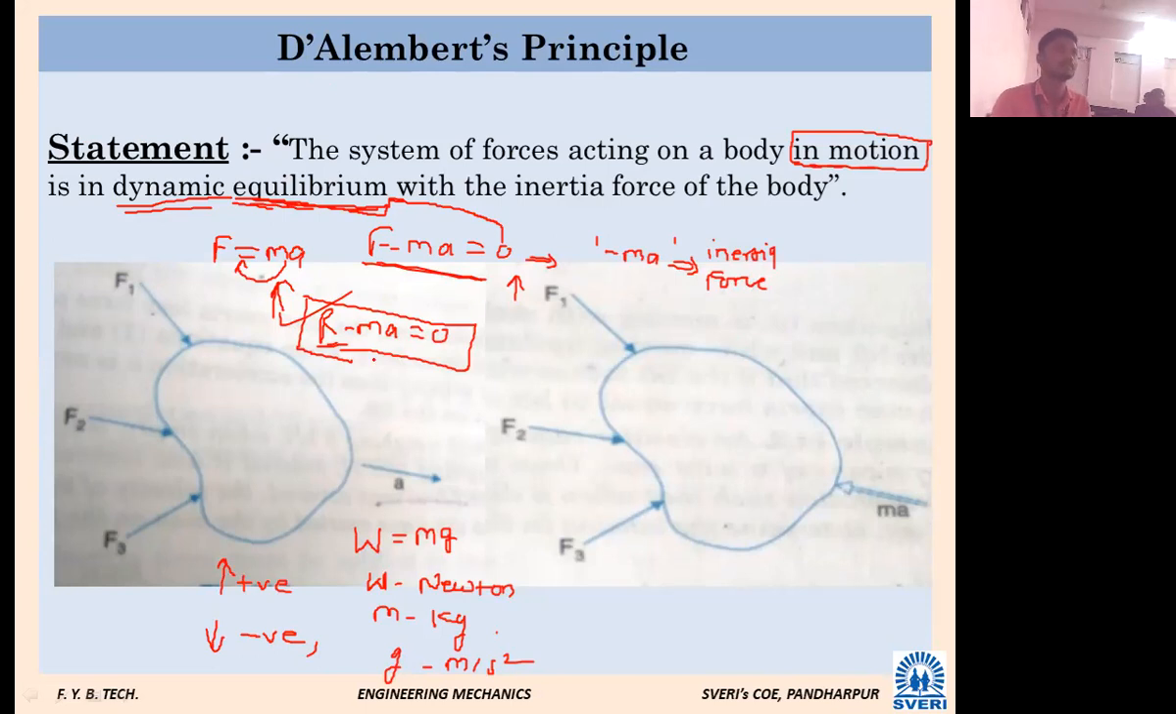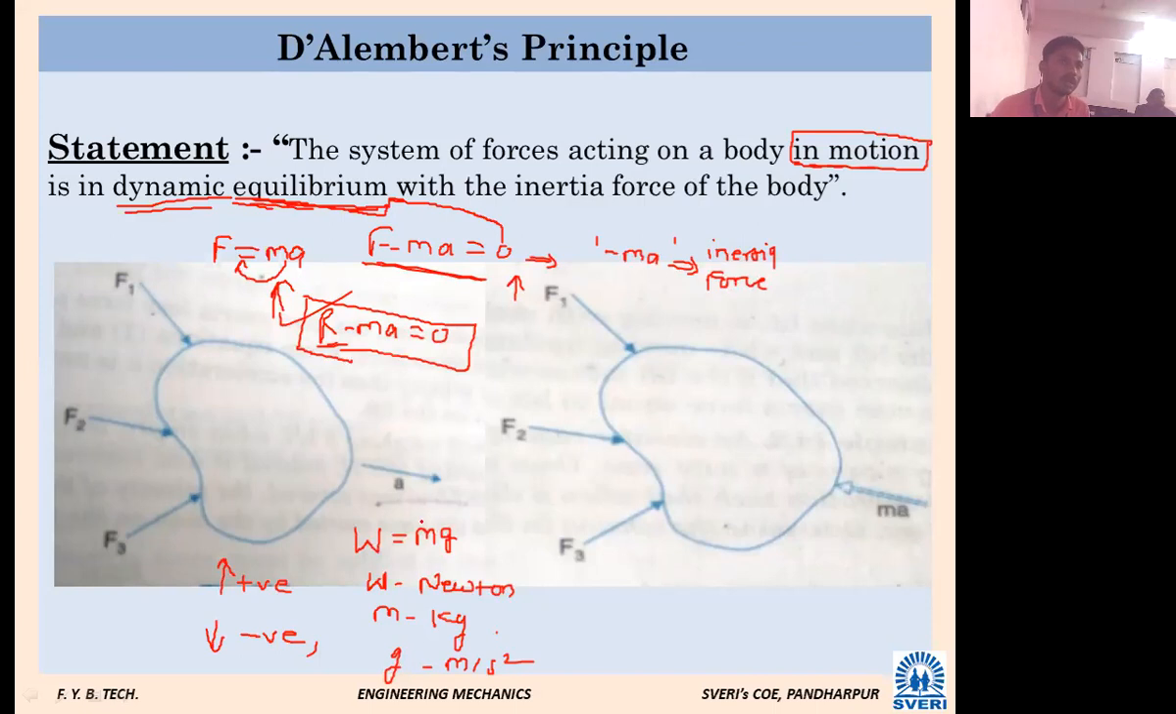Expression for D'Alembert principle is R minus ma equal to 0. So it is derived from F equal to ma. Whatever number of forces are acting on a body, we have to consider, and from that we have to subtract this inertia force, minus ma. That's all. That is the D'Alembert principle. Any problem? There is nothing special in this, only addition and subtraction of forces.